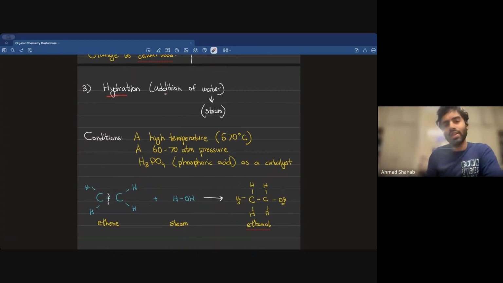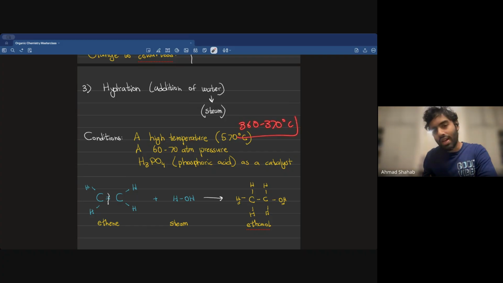You see, hydration is a type of addition reaction that alkenes undergo. Again, this is a reaction that is specific to alkenes. Addition of water in the form of steam. We had certain conditions. The condition was a very high temperature, around 570 degrees Celsius. You might see 360 to 370 pop up in some mark schemes as well, and that is also perfectly valid. But this is something that is more often than not safe, right? The other condition was a 60 to 70 atm pressure.